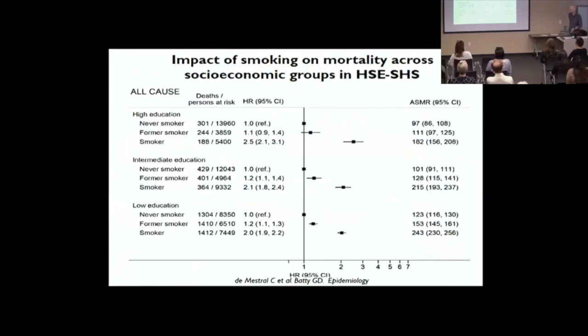And what we actually find is that there's no difference across the socioeconomic groups. So by education, high education, mid-education, low, and if you look at the gradient for smoking in relation to total mortality, there isn't actually effect modification by social group.